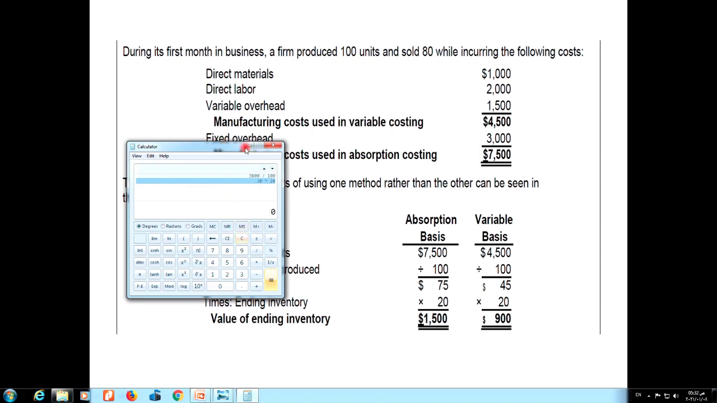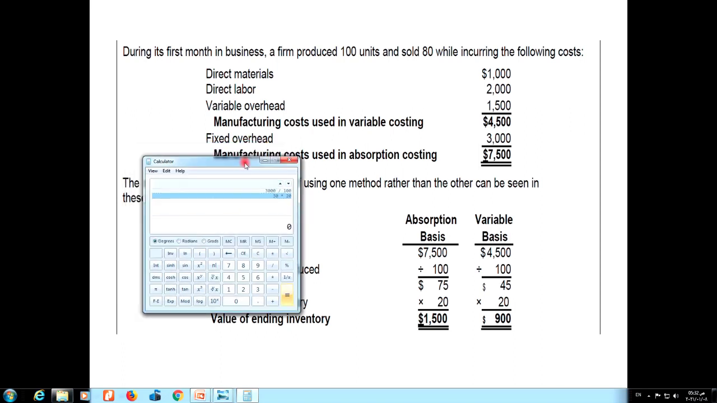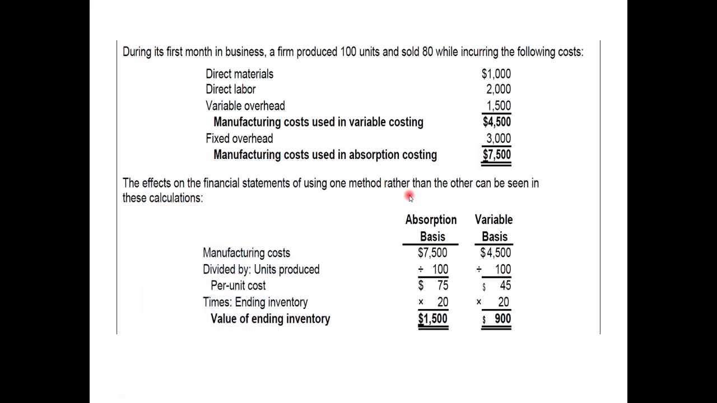This difference equals the difference between the income statements under the two approaches or the two methods. So if you are required to calculate the difference between the income statements under absorption costing and variable costing approaches, you should calculate the fixed manufacturing overhead per unit and multiply the fixed overhead per unit by the ending inventory.